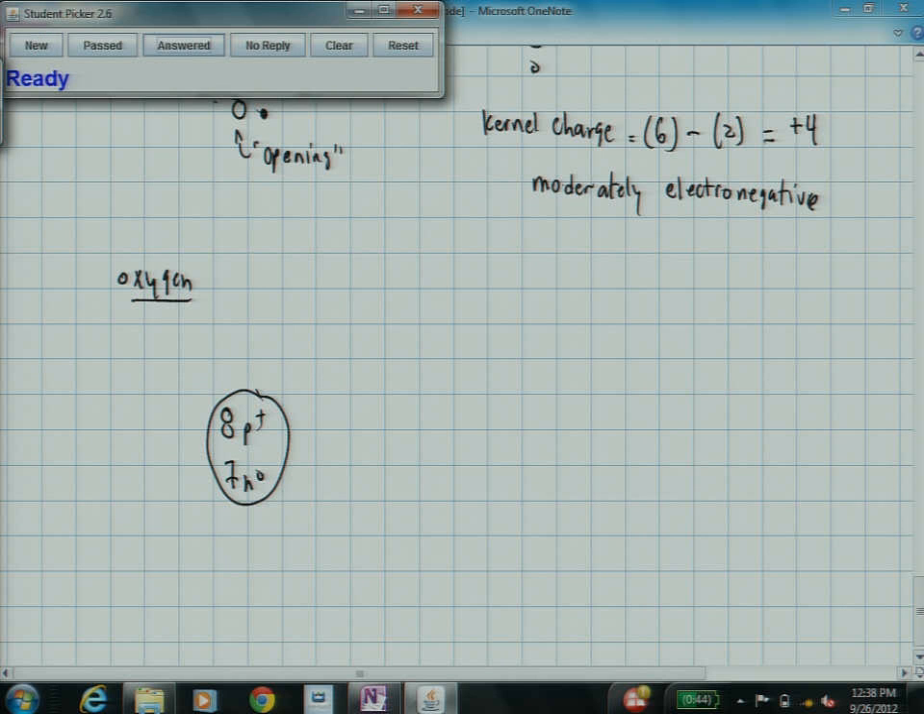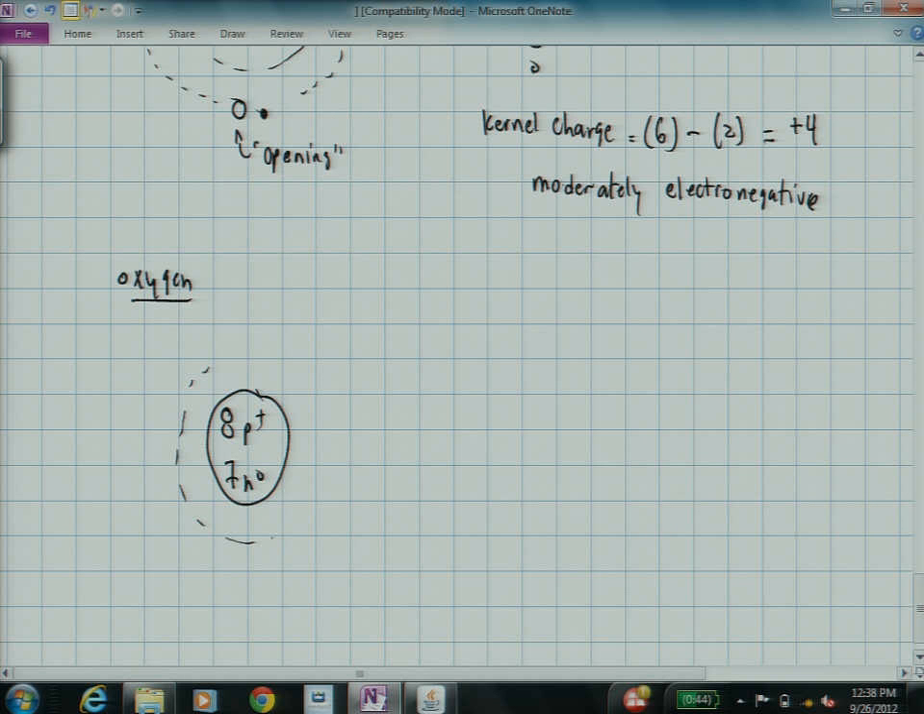So we've got our inner shell. This is totally not to scale, but our inner shell is going to have 2 electrons. And our outer shell, you got north, south, east, and west. We got to get 6 out there, all right?